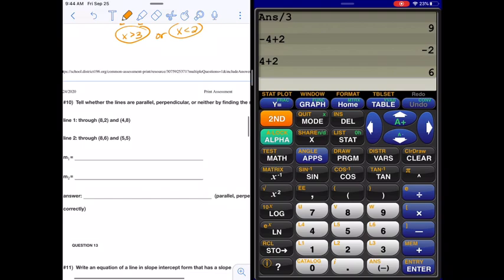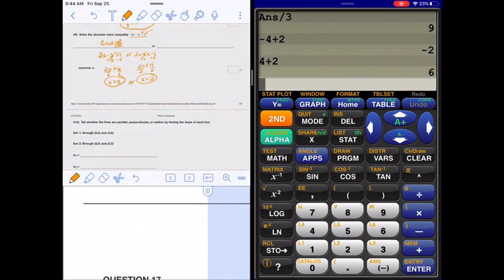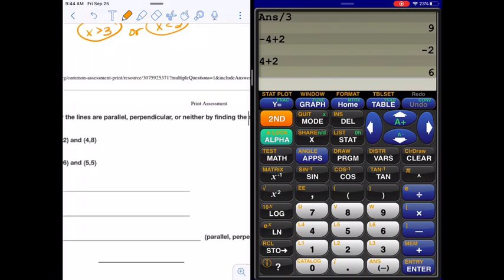Tell whether the lines are parallel, perpendicular, or neither. So we need to find the slope here. Parallel lines have the same slope. Perpendicular lines have slopes that are opposite reciprocal. So meaning if one slope is 1/5, then the perpendicular slope would be negative 5 over 1. See what I just did? Opposite means change the sign. Reciprocal means flip the fraction. And if it's neither of those, then it's just neither.